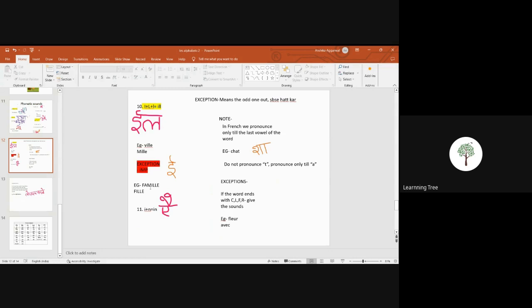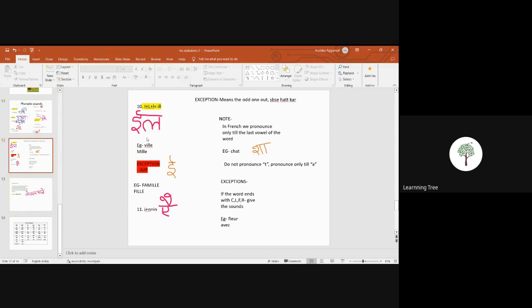So here I will just say Fami. I'm not giving the sound of double L. It's just Fami. Here, Fi. So in some words, L is silent. Fami, Fi. But in other words, we give the sound. Understood?